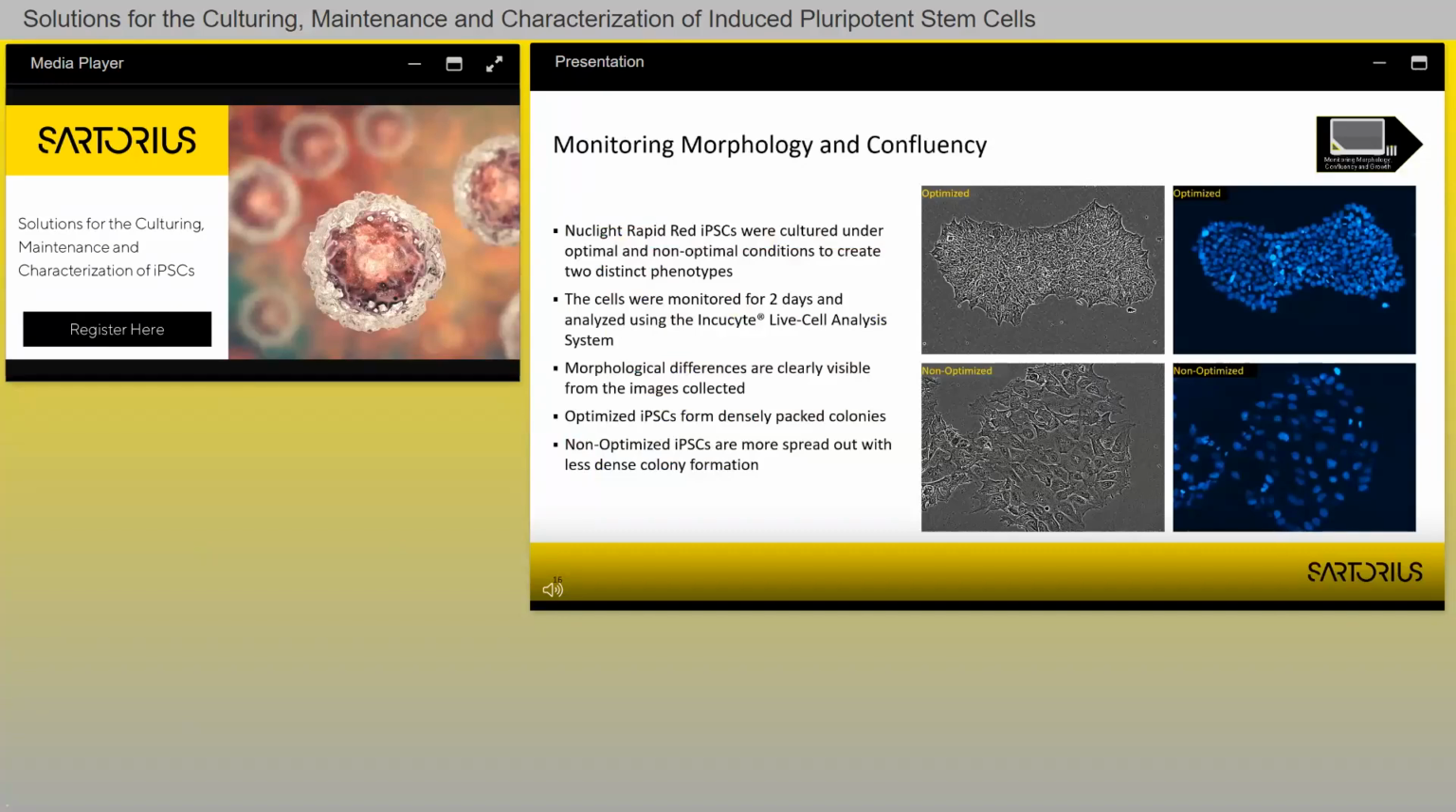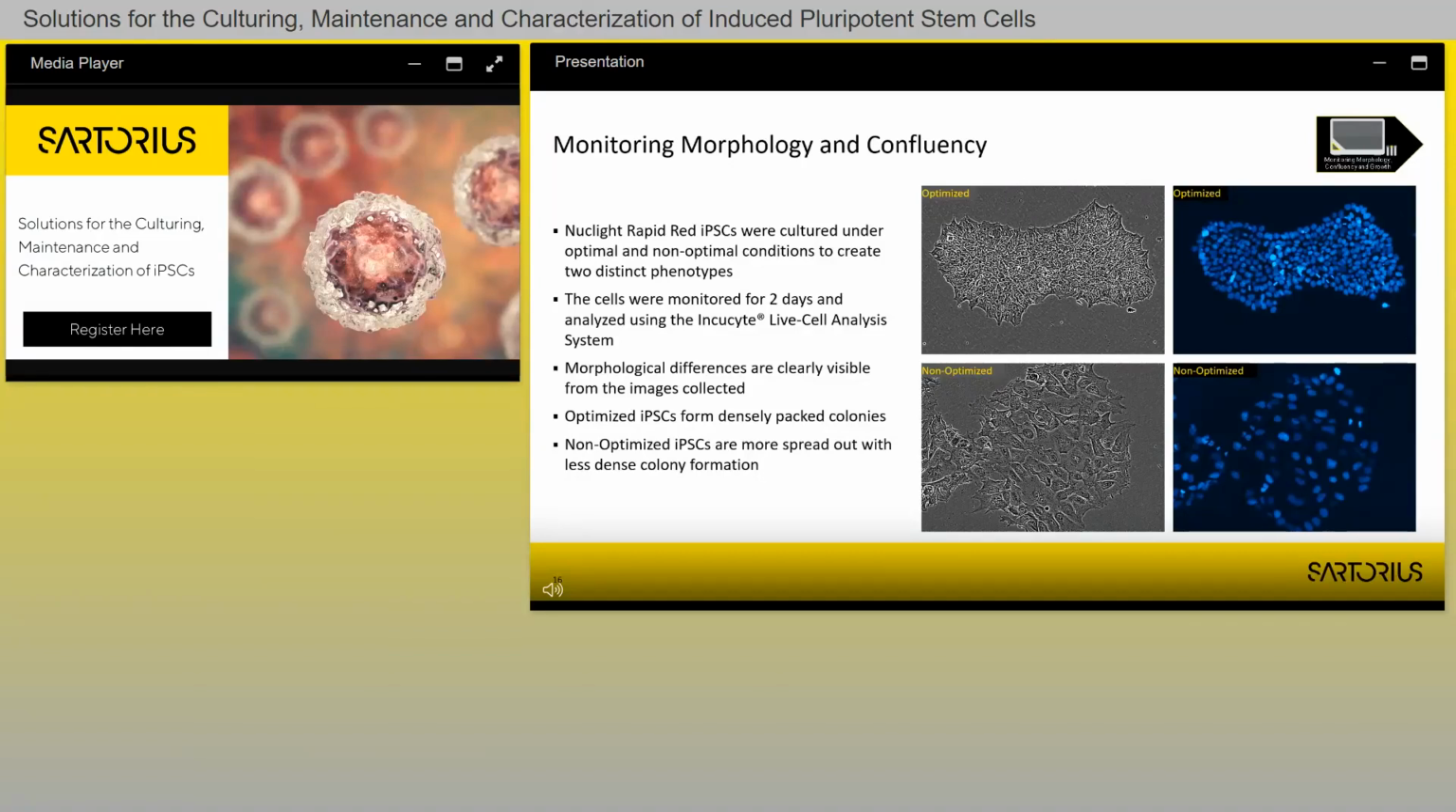Combining the Incucyte live cell analysis system with one of the previously mentioned reagents, we developed some Nuclite rapid red iPSCs, and they were cultured under optimal and non-optimal conditions to create 2 distinct phenotypes. The images on the right-hand side show you iPSCs grown under optimized conditions at the top, and at the bottom, iPSCs grown under non-optimized conditions.